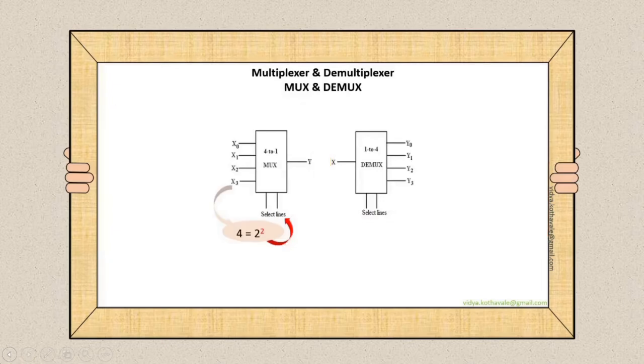Let's see how many select lines are needed. If there are 4 inputs, 4 is equal to 2 to the power 2. The power 2 indicates the number of select lines. Similarly, in case of demux, if there are 4 output lines, 4 is equal to 2 raised to 2. The power 2 indicates the number of select lines. Hence, in this case, the select lines needed are 2.